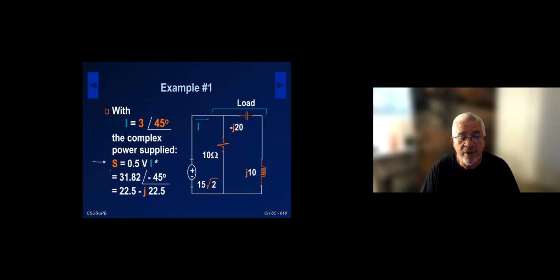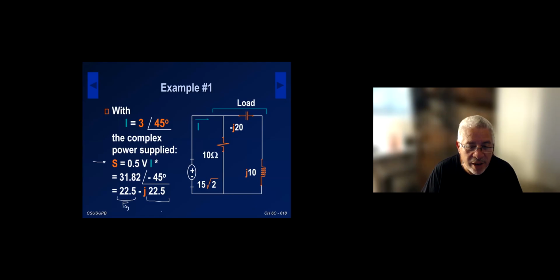And the complex power, again, I'm encouraging you to write the complex power both in polar and in rectangular form. In polar form it is 31.82 at an angle minus 45. And if I convert to rectangular, it's 22.5 minus j 22.5. So this is the average power.